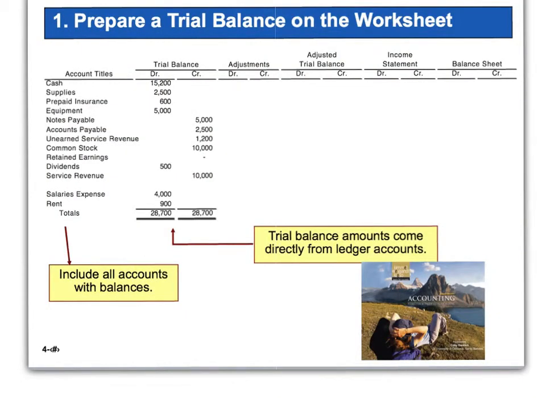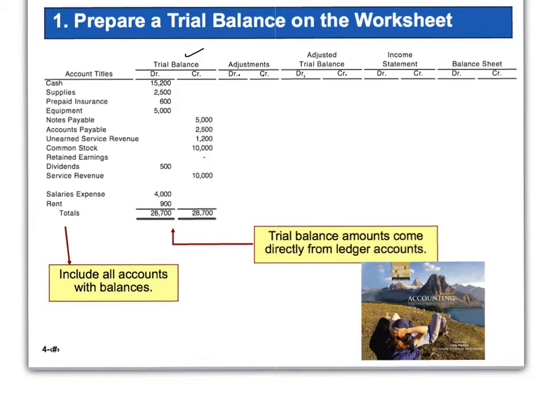This is what a typical worksheet would look like. First we have the trial balance. Then we have two columns for adjustments, debits and credits. Then we have the adjusted trial balance. Then we sort the accounts into those that belong in the income statement and those that belong in the balance sheet.